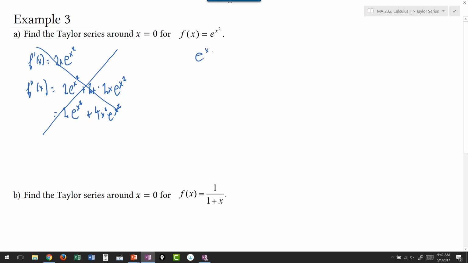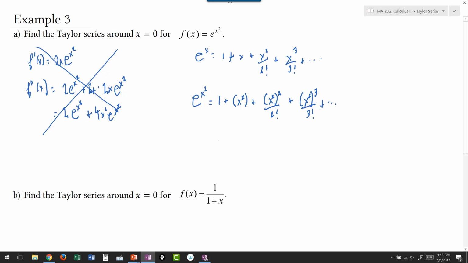Instead, let's recall that we already know how to do e to the x. Well, if this is how we write e to the x, then we can find e to the x squared just by plugging the new x in. In other words, instead of x, I've got x squared. Instead of x squared, I would have x squared all squared. Instead of x cubed, I've got x squared cubed. And I can simplify that.